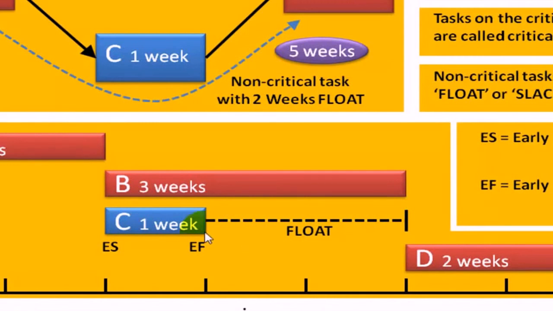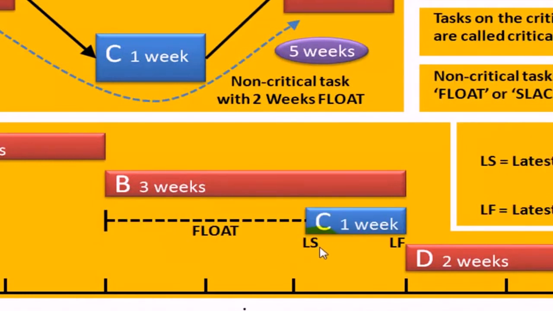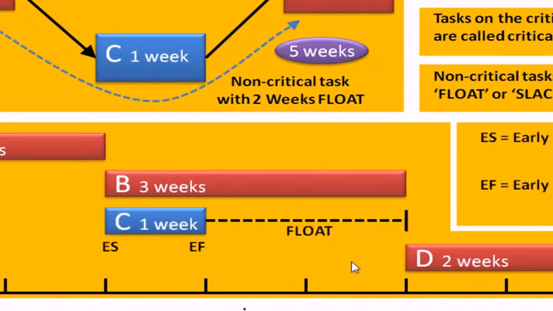If it got delayed for some reason to the end of its float, it would look like this. And here, of course, this must be the latest time Task C must start in order for the project to finish on time, and this must be the latest finish time that Task C must finish in order for the project to finish on time. So you can see, much like a bead on a wire, that C could be at the earliest here, or at the latest there, or any combination between the two.